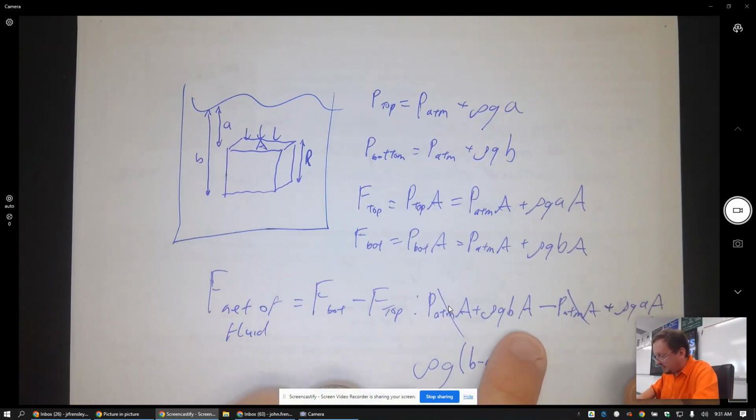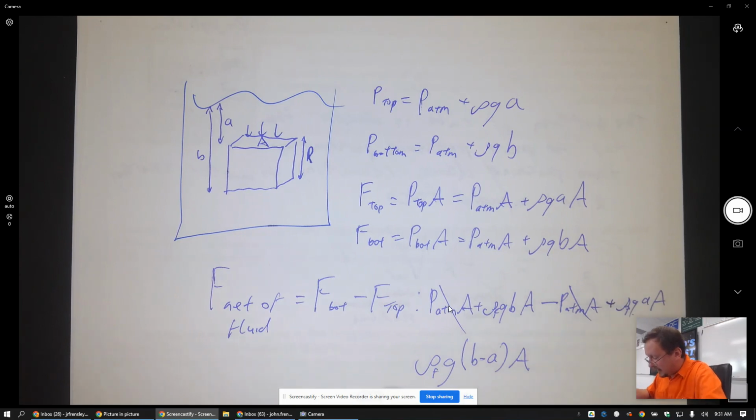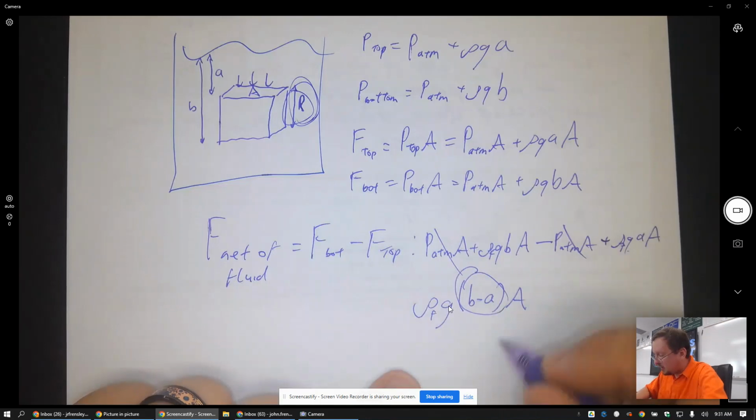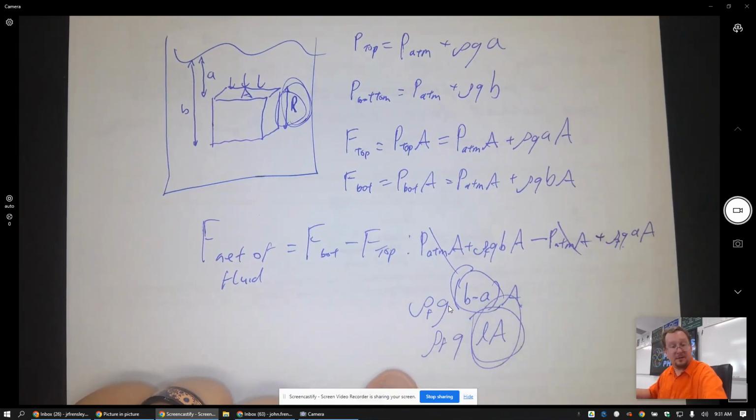Do you see how the area, the rho, and the g factor out? And remember, this is the rho of the fluid the whole time. It's the fluid's density, not the object's. B minus A is the length L. So this is the density of the fluid, gravity, length times area. That's the volume that's underneath.